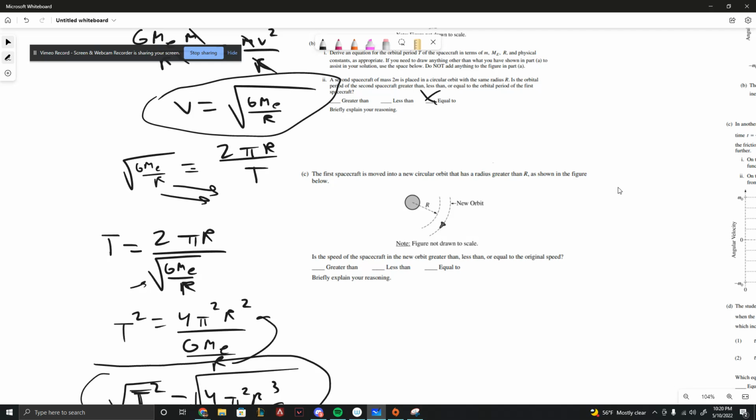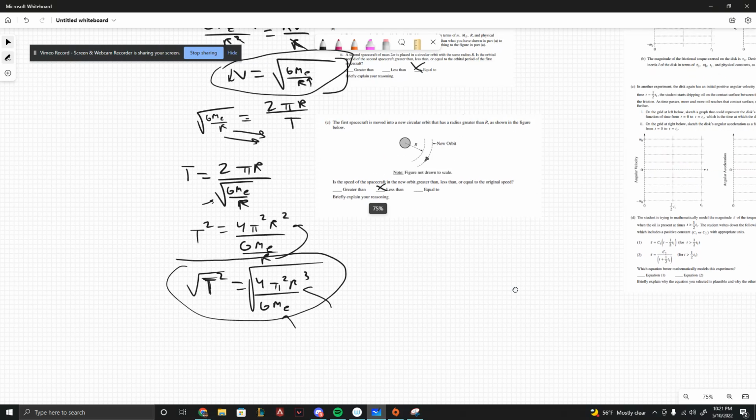It's in terms of G, the mass of the Earth, and the radius of orbit. So if the radius of orbit is going up, that means this quantity is going down, because they are inversely proportional, which means that the speed has to be less. As the radius goes up, this whole quantity on the right will decrease, which means that the velocity will decrease too. So, that is that whole question.